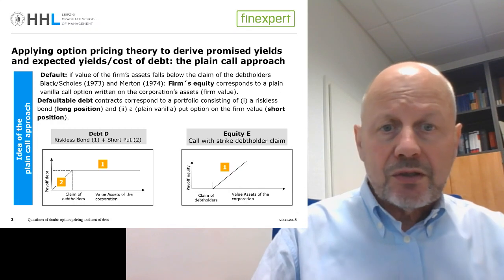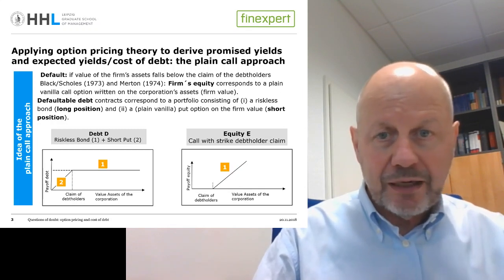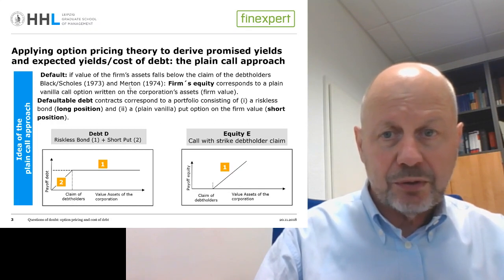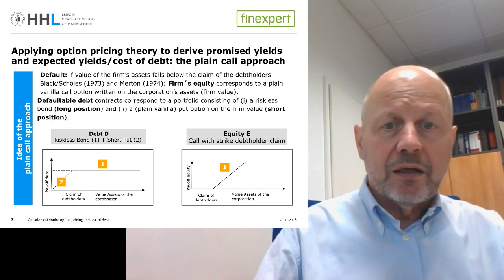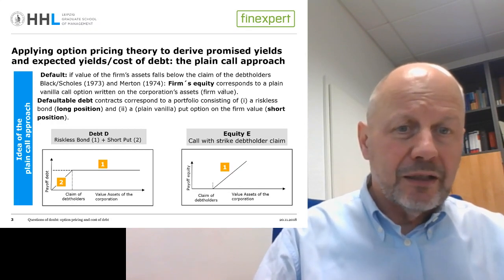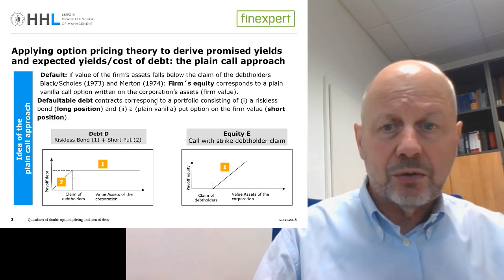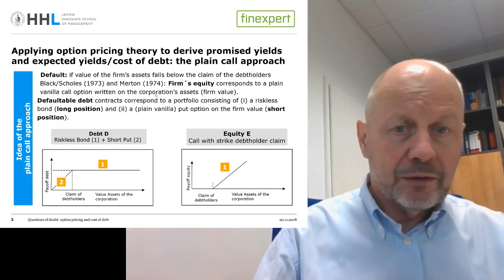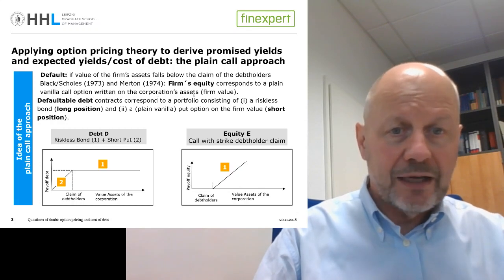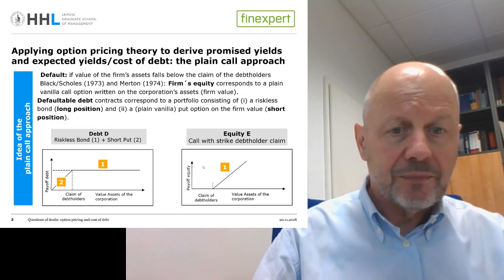So the basic idea is not mine, of course. It goes back to several Nobel Prize winners, Bob Merton, Fischer Black, and Myron Scholes. They found that under limited liability, the firm's equity corresponds to a plain vanilla call option written on the underlying, the asset value of the firm. This is nicely highlighted here by this graph.